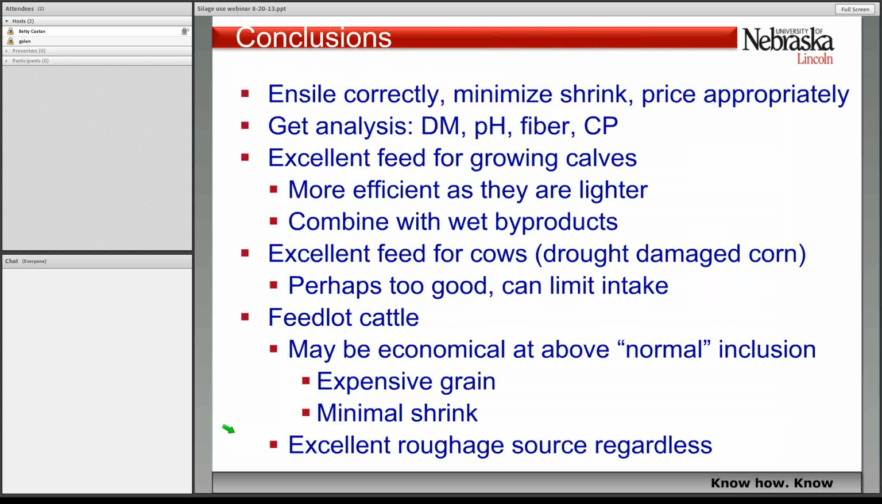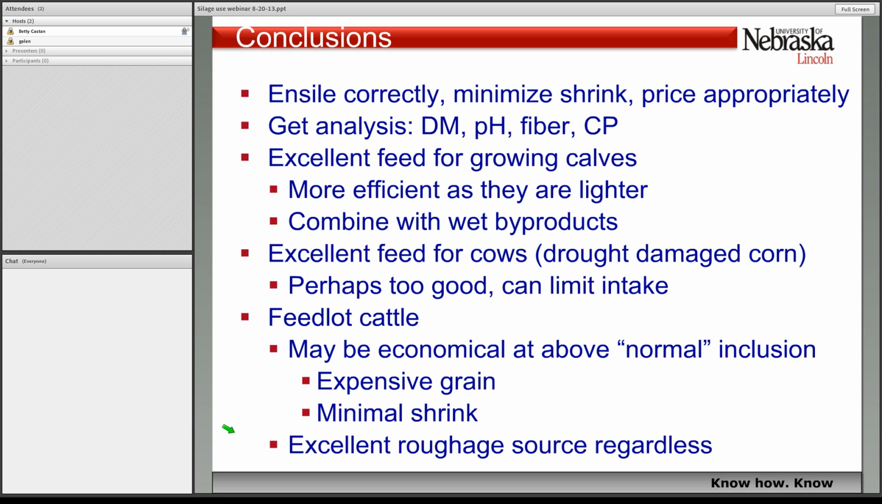So I guess in conclusion, our recommendation would be to make sure you ensile correctly and minimize shrink, and that we've got to get this pricing appropriate. And it depends on whether you're talking about price in the field, price delivered and packed in the bunker, or price delivered to the bunk. We would recommend getting an analysis post-fermentation, so 28 days post-ensiling. Minimally, you need to get dry matter, fiber, pH, and protein content.